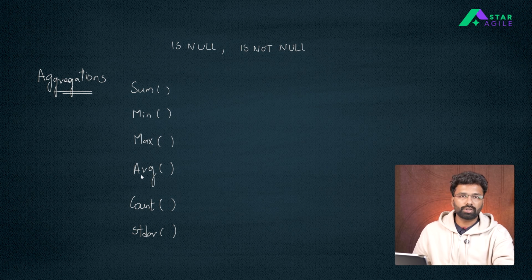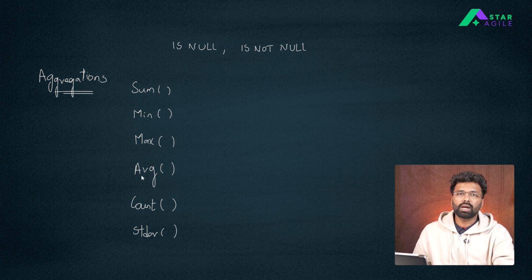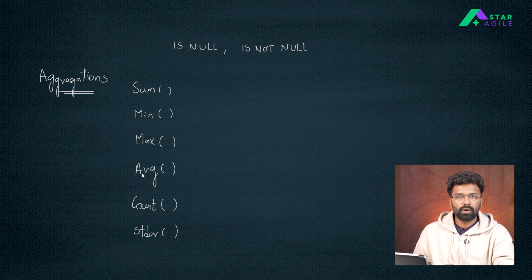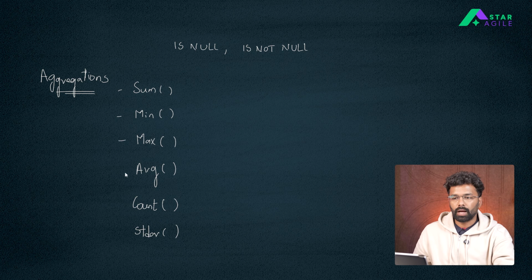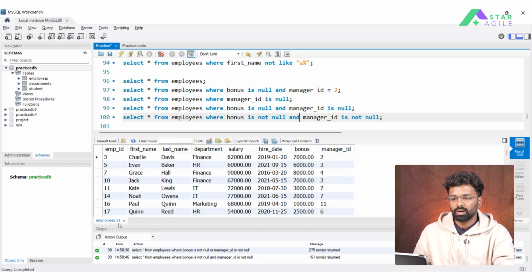So we use these aggregations on numerical data. Aggregations will not be used on character data or any other data types. Aggregations can be used only on numerical data: sum, min, max, average, standard deviation. Now we'll see how these aggregations work, guys.